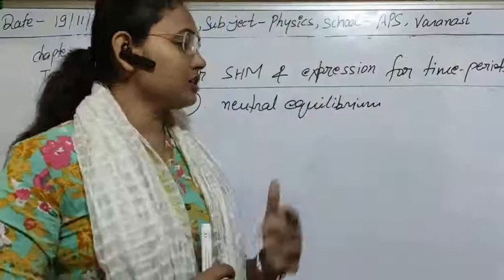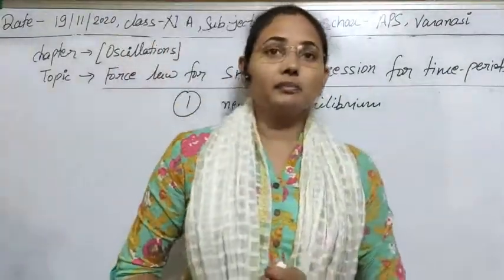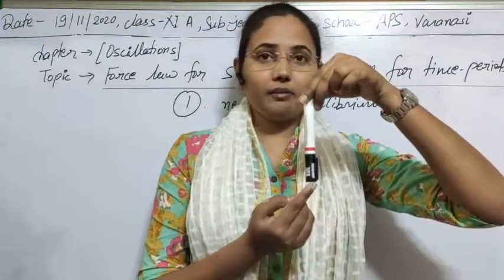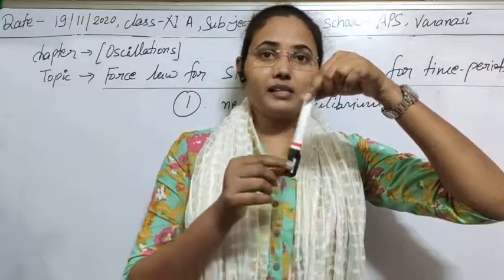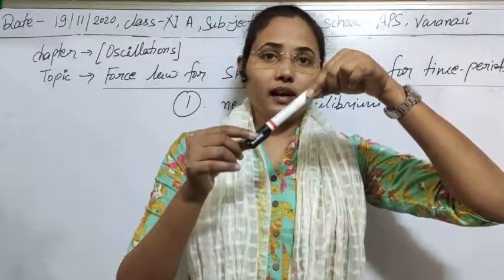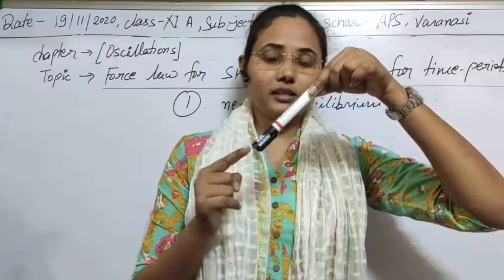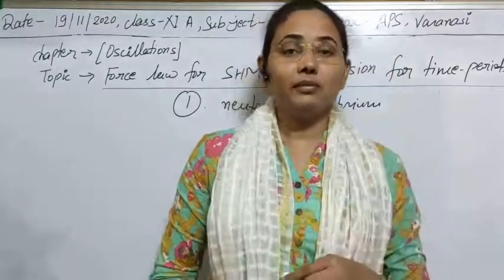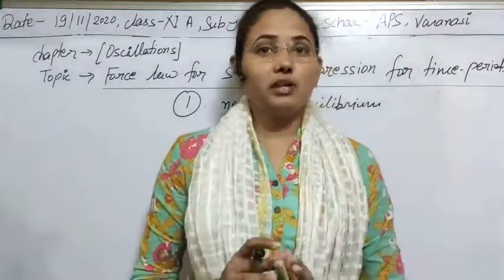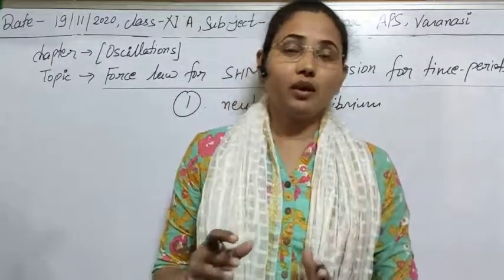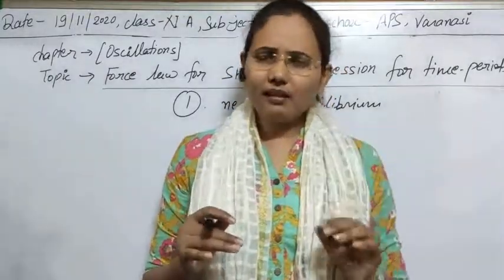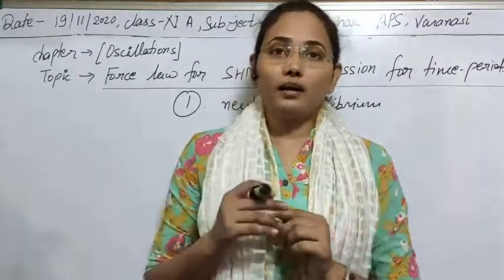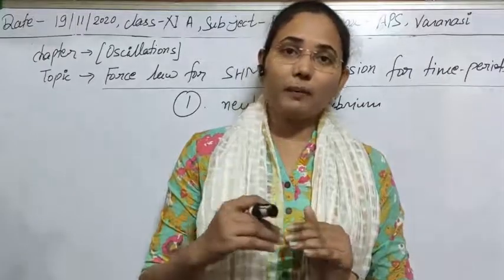The first equilibrium case is neutral equilibrium. It means that suppose this body is like this and is in equilibrium condition, and we displace this body here, and still the body after displacement is in equilibrium. This type of equilibrium is known as neutral equilibrium. It means that after displacement no oscillations will be there, only forces will be in balance at every point on the path of the body.